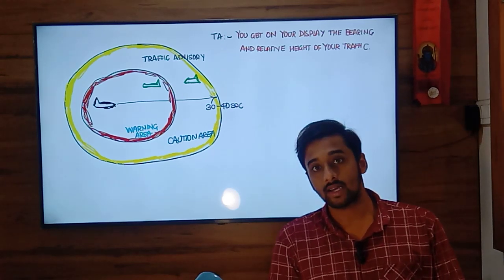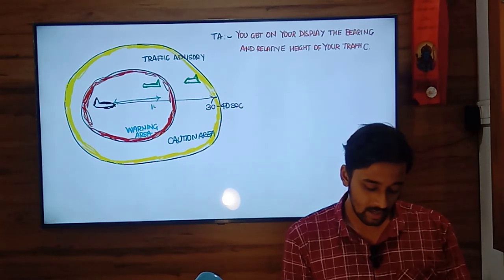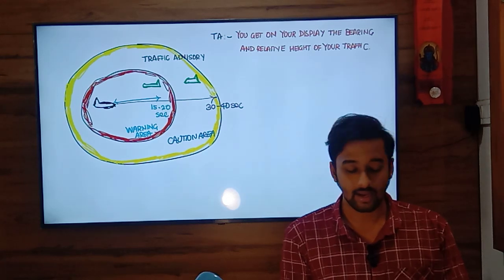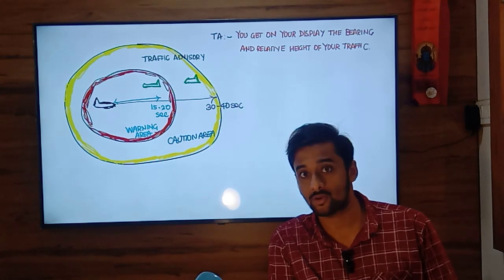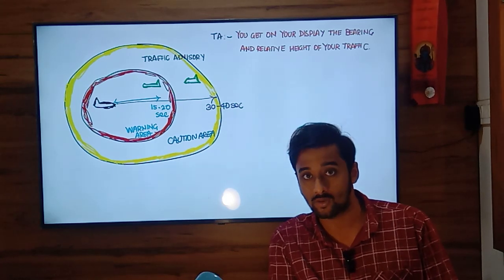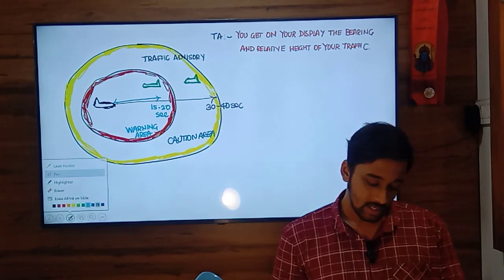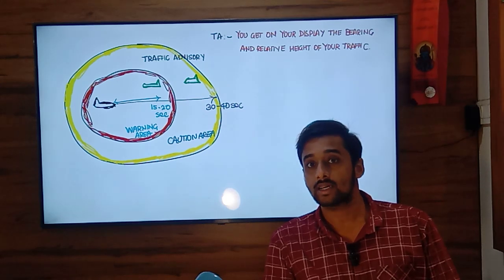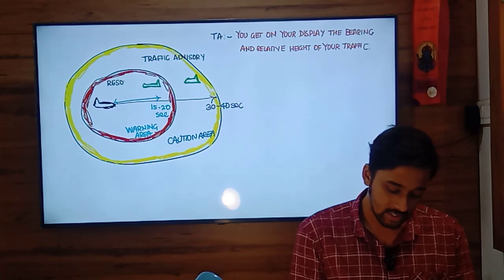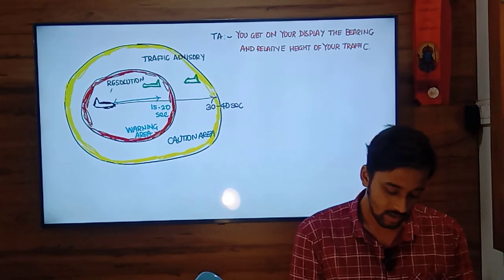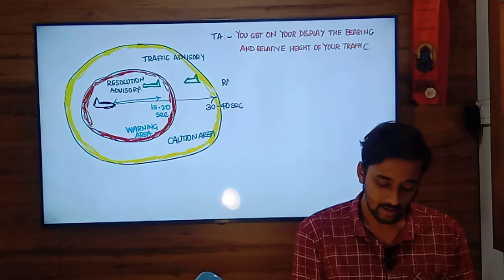And in the warning area, the traffic is approximately 15 to 20 seconds away from you. So only that much window of time you have to react or respond to the other traffic coming towards you. And when traffic enters this warning area bubble, the TCAS system will give you another advisory, which is the resolution advisory. Now what is a resolution advisory?